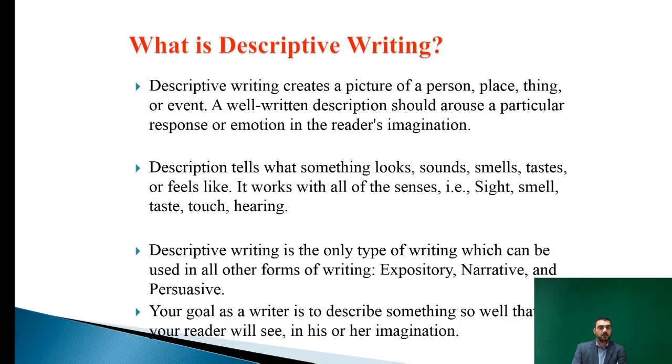Descriptive writing tells what something looks, sounds, smells, tastes, or feels like. It works with all of the senses: sight, smell, taste, touch, and hearing. As mentioned here, when we write a descriptive essay, we have to touch all the human senses, including sight, smell, taste, touch, and hearing. Descriptive writing is the only type of writing which can be used in all other forms of writing. This point sheds light on the importance of descriptive writing.